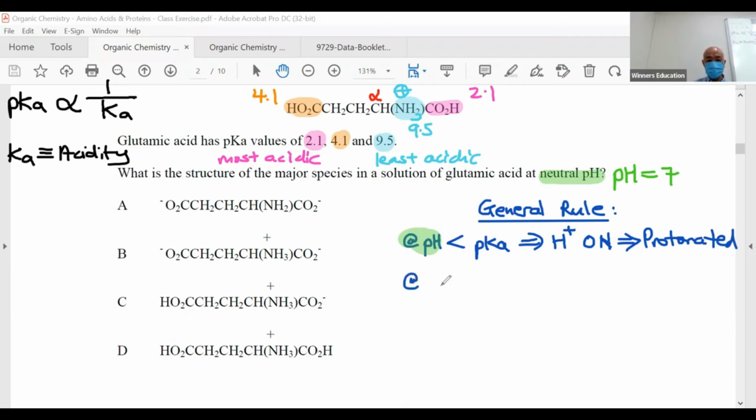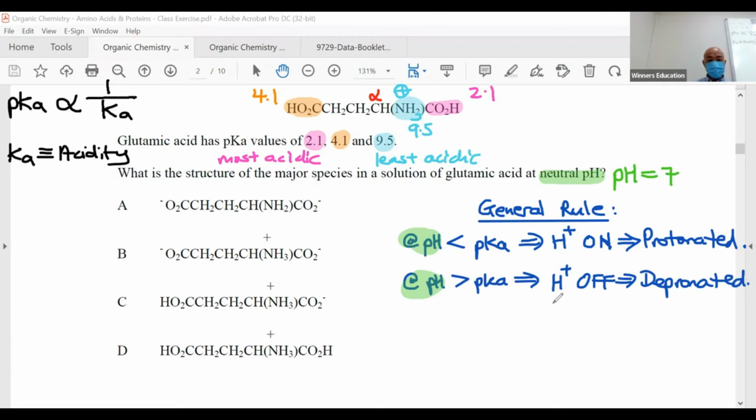And the opposite must be true. If the pH value is much bigger than the pKa value, meaning, A, you're more acidic than me, I am of higher pH, I'm more alkaline. So what? So you must give out, right? You are the acid, you must give me H plus. So the acidic group will be H plus off it. You throw away the H plus, i.e. in English, deprotonated.